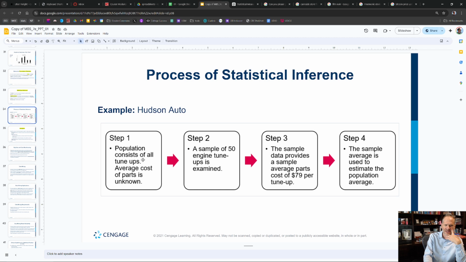The population consists of all tune-ups. The average cost of parts is unknown. A sample of 50 engine tune-ups is examined. The sample data provides a sample average parts cost of $79 per tune-up. The sample average is used to estimate the population average. We make an inference about the population based upon the sample.